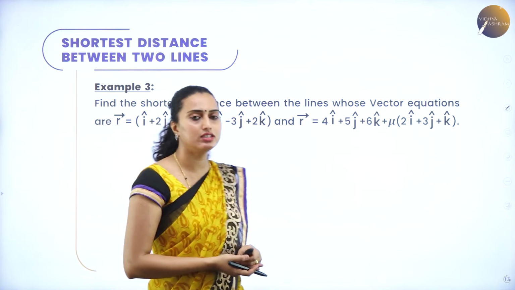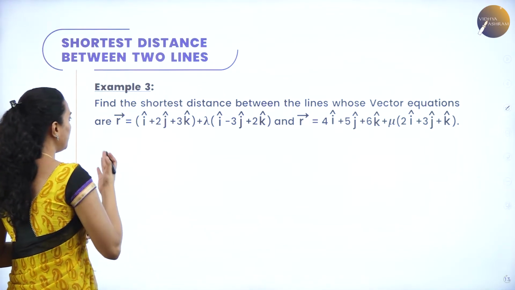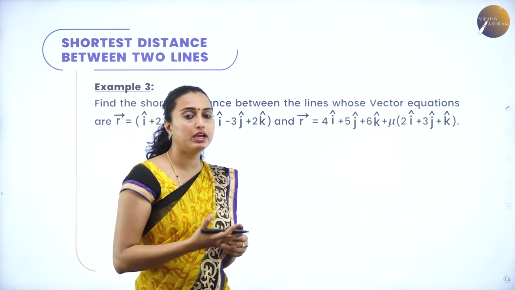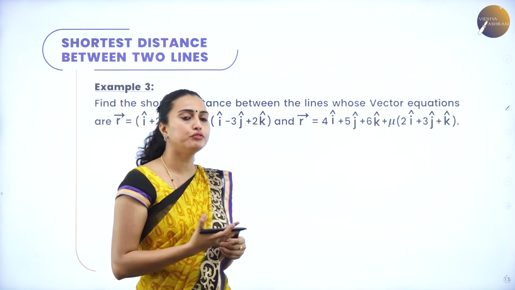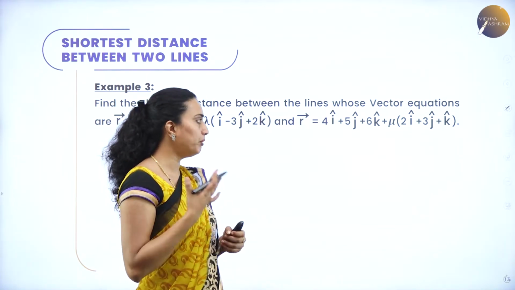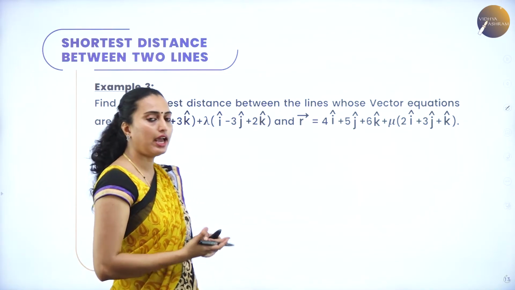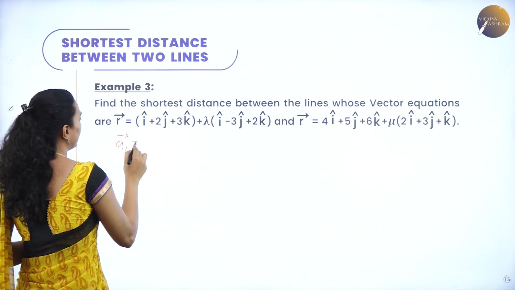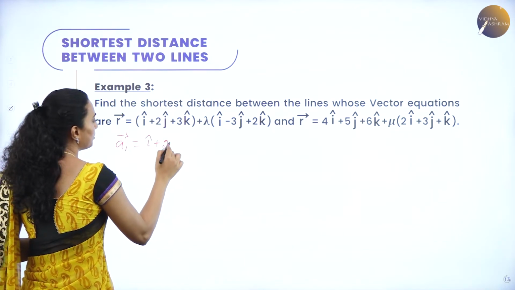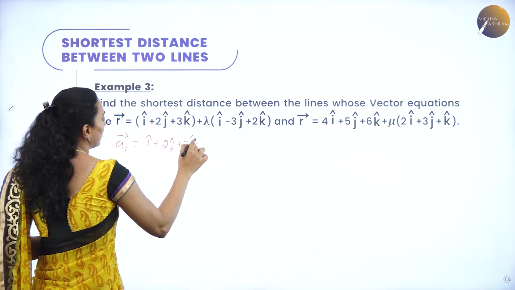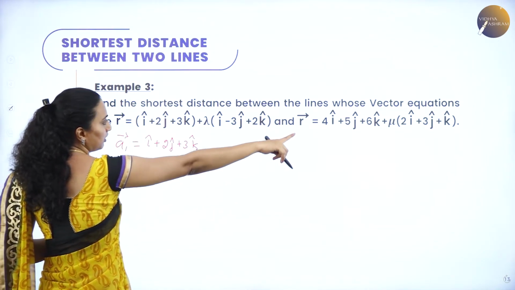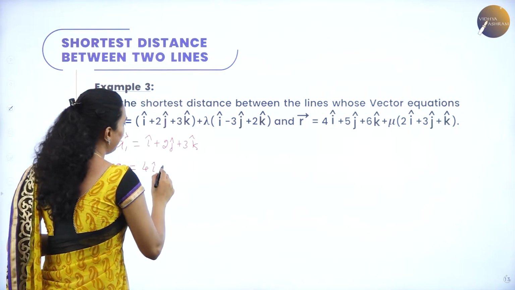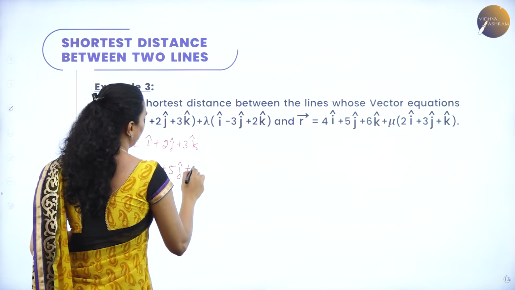Find the shortest distance between the lines whose vector equations are r vector is equal to i plus 2j plus 3k plus lambda into i minus 3j plus 2k, and r vector is equal to 4i plus 5j plus 6k plus mu into 2i plus 3j plus k. As you know already how to solve this, I am directly writing A1 vector. Yes, this is A1, i plus 2j plus 3k. What is A2? A2 is nothing but that one, correct? Because A1 plus B1, here A2 plus B2, that is 4i plus 5j plus 6k.